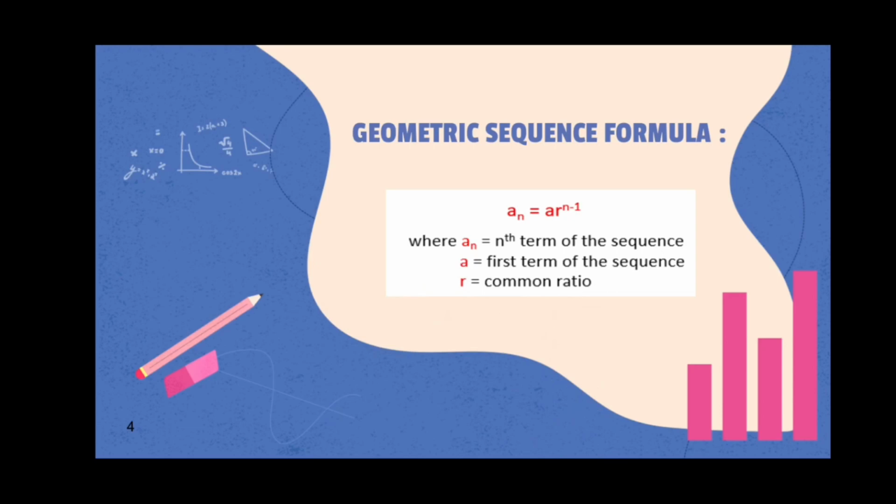A geometric sequence has a formula. The formula is a sub n is equal to a times r to the power of n minus 1, where a sub n is the nth term of the sequence, a is the first term of this sequence, and r is the common ratio.